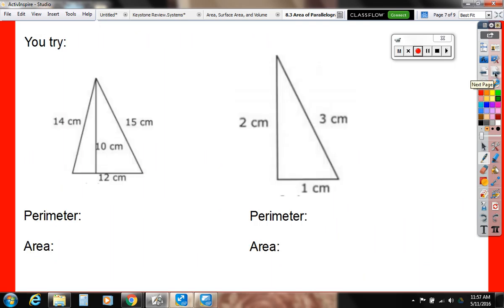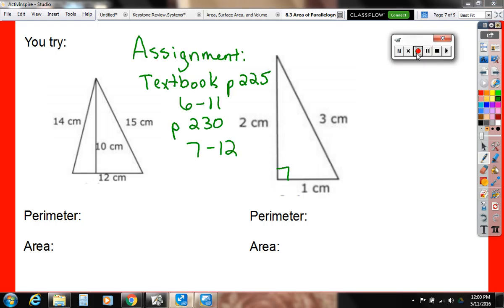Okay, two for you to try. Your assignment is textbook, page 225, 6 through 11, and then also page 230, 7 through 12. It's just a few problems on finding area of parallelograms and triangles. You don't have to find perimeter, only area. Make sure you show all of your work. If you just submit answers, that will not be accepted as a homework assignment.